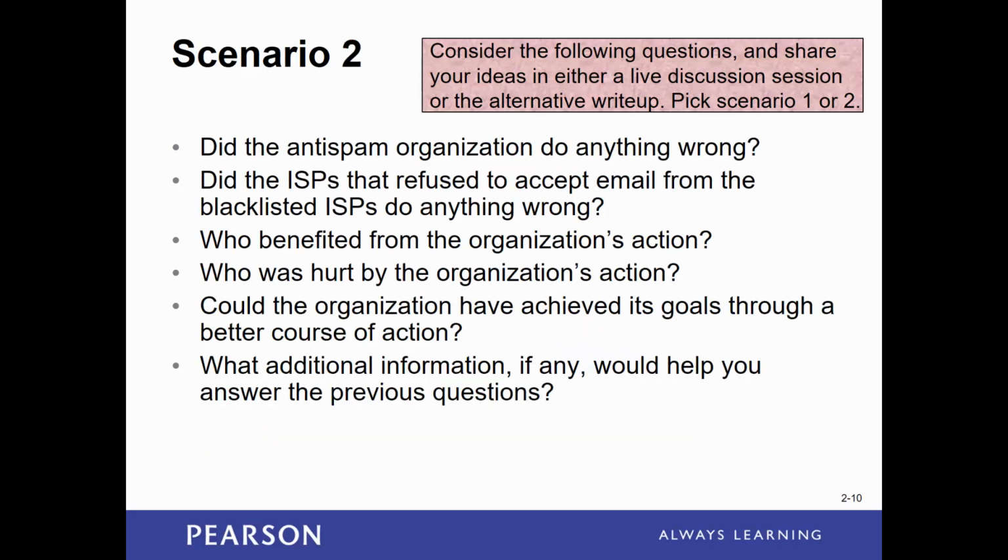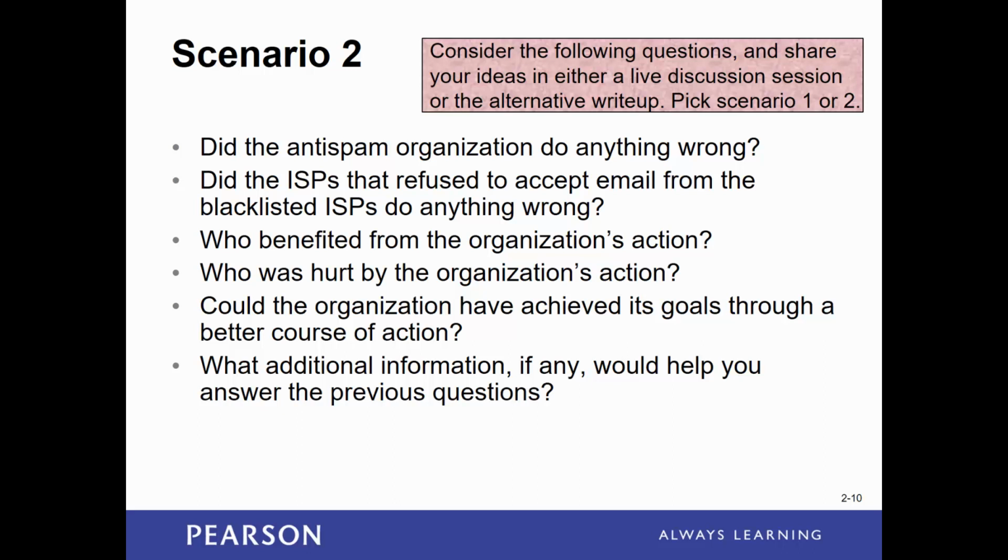So scenario two. This one's about an ISP and email blacklists. Let me again read this. Again, this is coming from Quinn's 2007 book on ethics. Okay, I'll read this pretty much verbatim. An organization dedicated to reducing spam tries to get internet service providers in an East Asian country to stop the spammers by protecting their email servers.